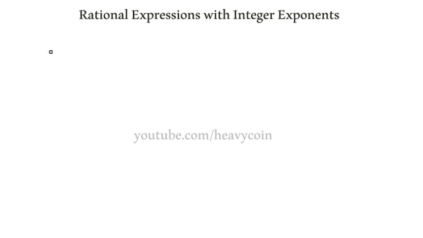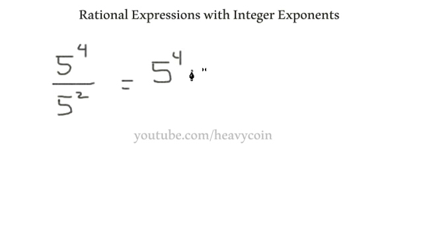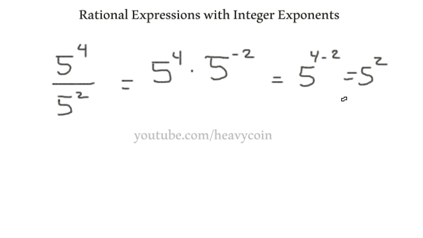Okay, now for an actual rational expression: 5 raised to the fourth power over 5 raised to the second power. Now I can take this denominator and move it up to the numerator. When we do that, we change the sign of this integer. It's a positive 2, and when we take it into the numerator, it becomes a negative 2. Now because our bases are the same, this is 4 minus 2, which is 5 squared, and of course that's 25.